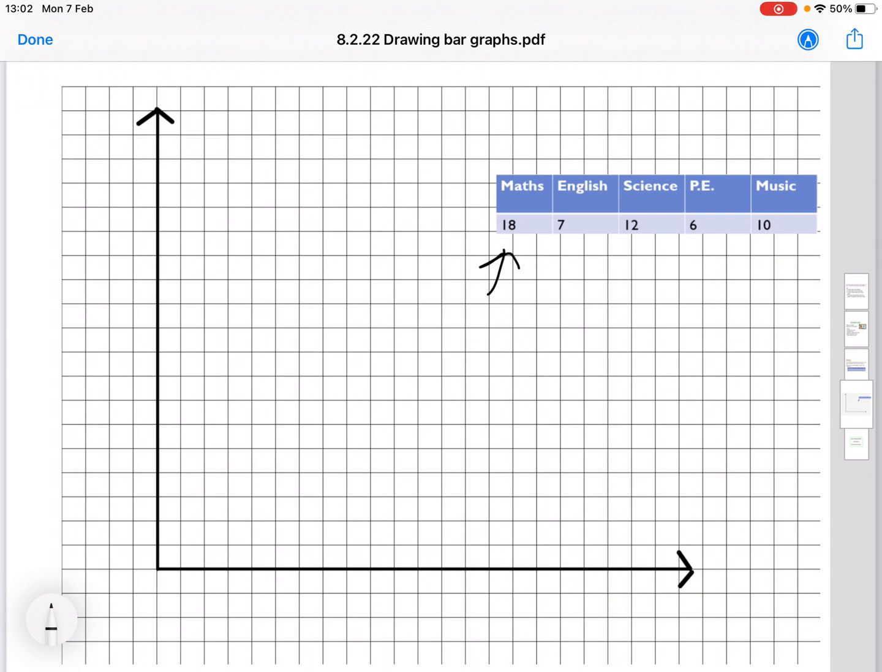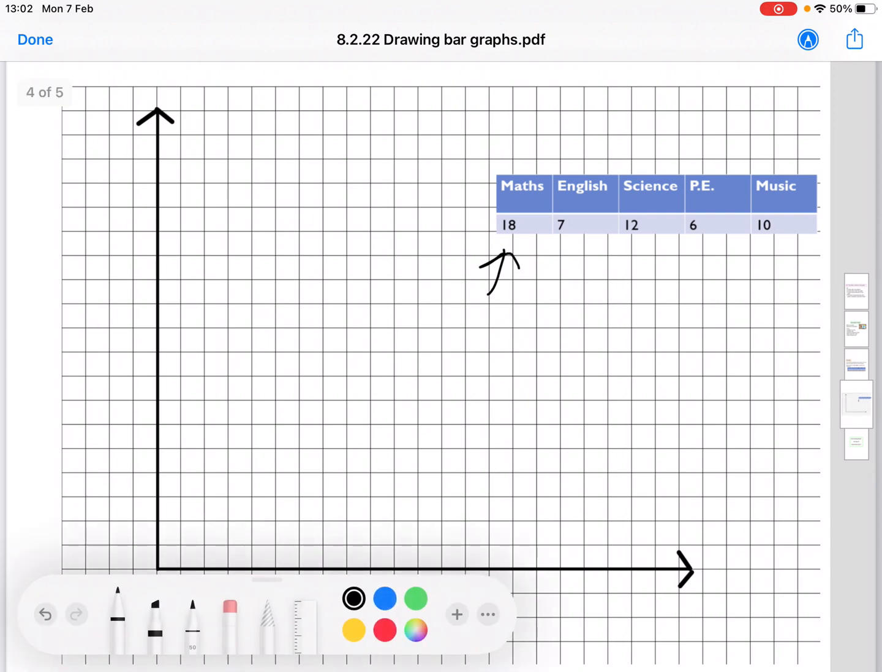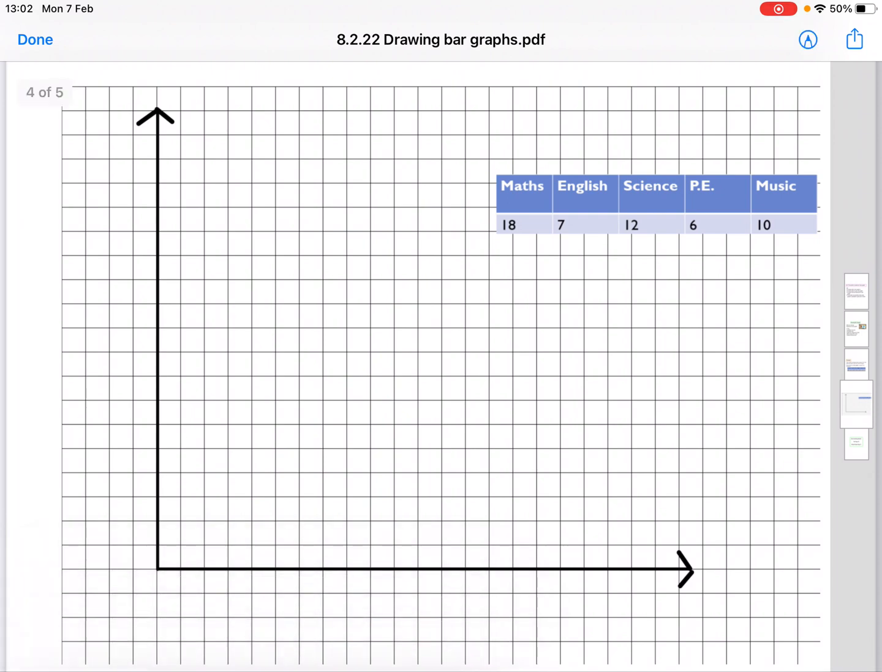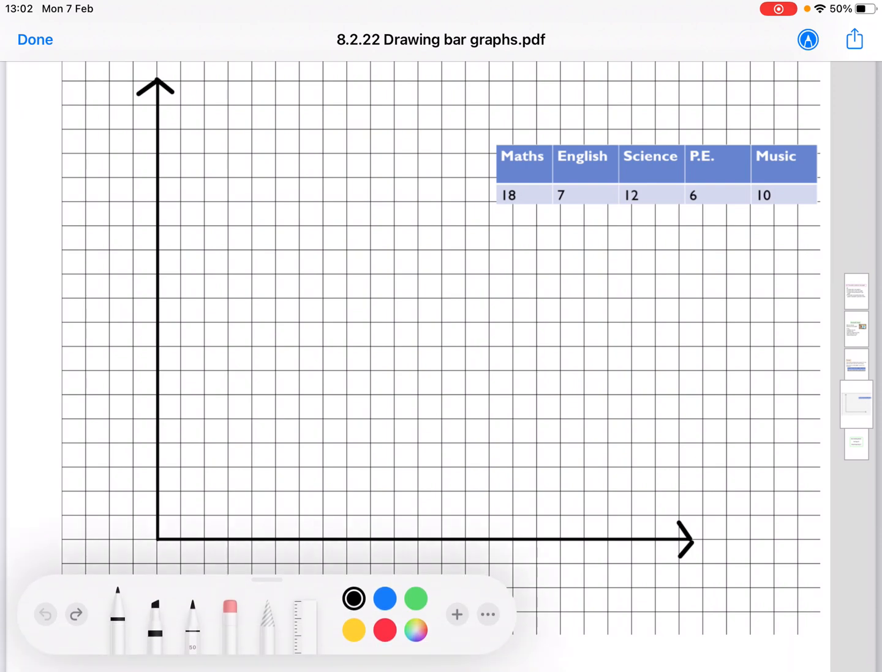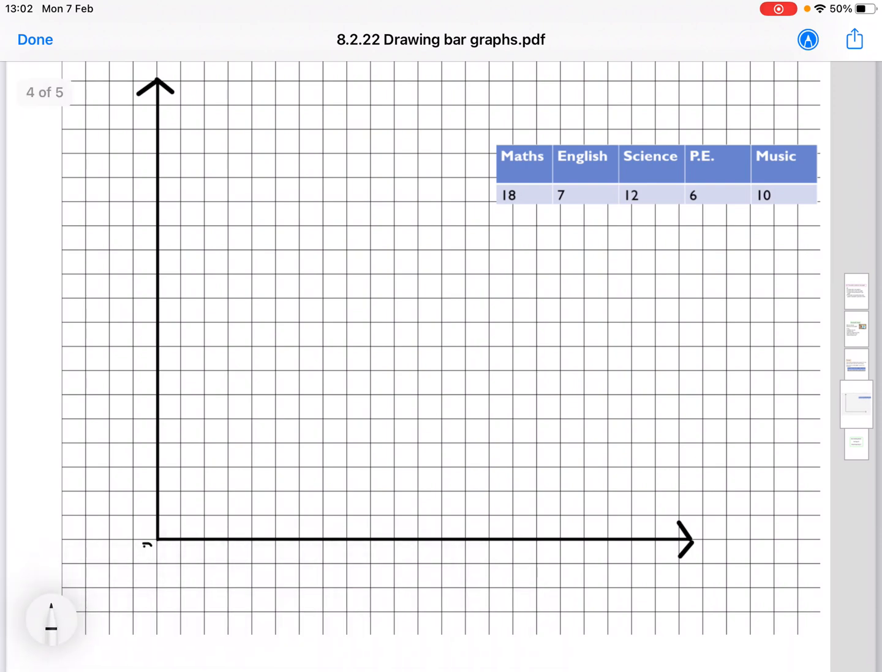Now, 18 is an even number, so you could choose your scale to go up in twos, 0, 2, 4, 6, 8, and so on. But I think you've got enough space on a jotter page that you could actually just have your scale going up in ones. So I'm going to go for ones. The first thing I'm going to do is put 0 right down here in the corner. Now your numbers go on the lines, not inside the boxes. It has to be on the actual lines.